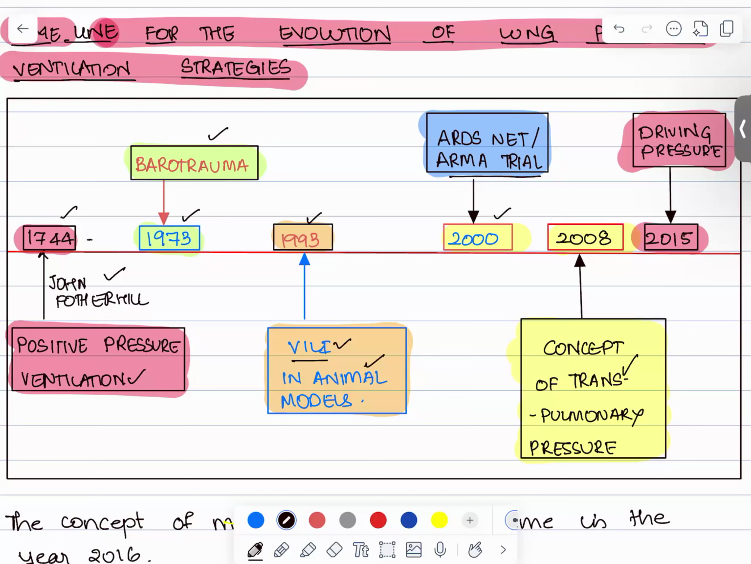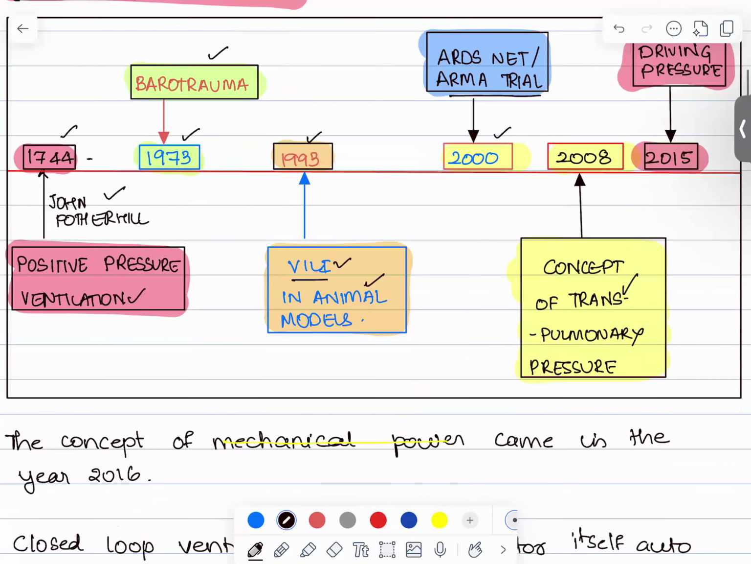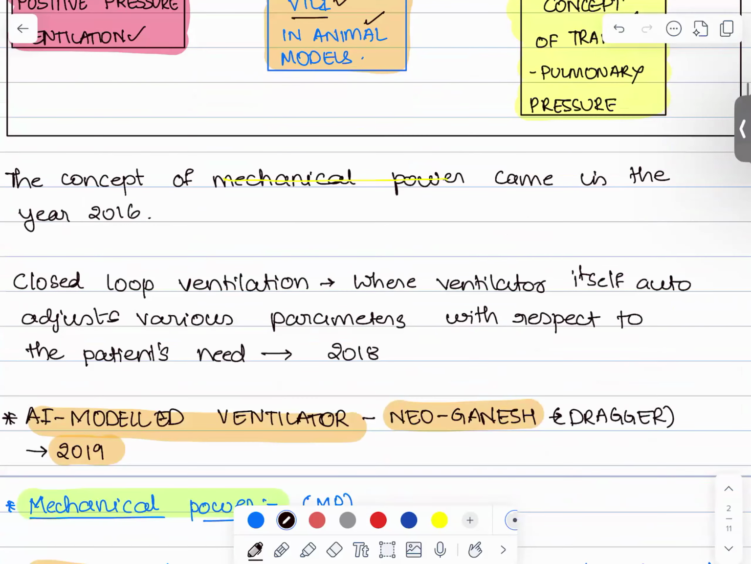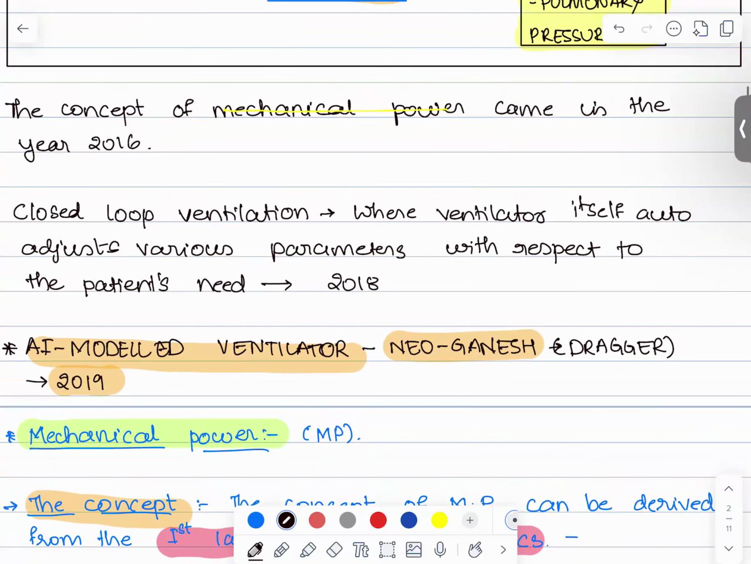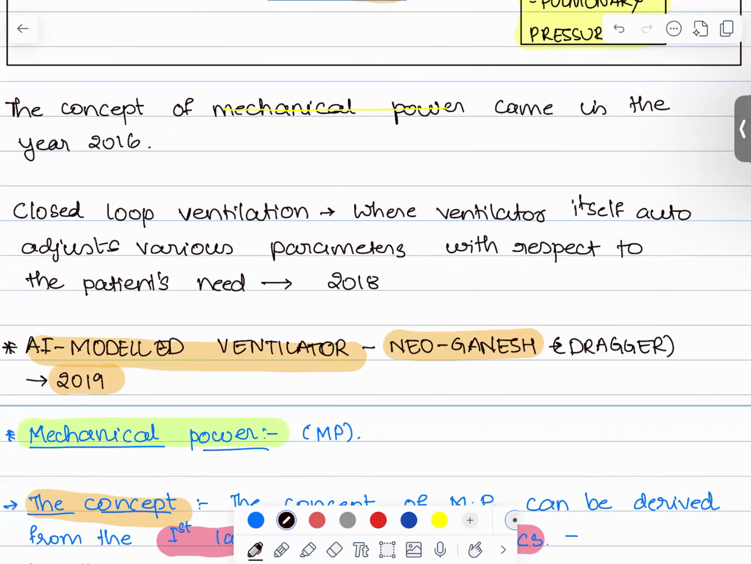And in 2008, we have the concept of transpulmonary pressure. In 2015, we got the concept of driving pressure. And recently, in 2019, there is something called AI-modeled ventilation. This is one of the newer things, called Neo Ganesha. This is available in the Dragon machine.